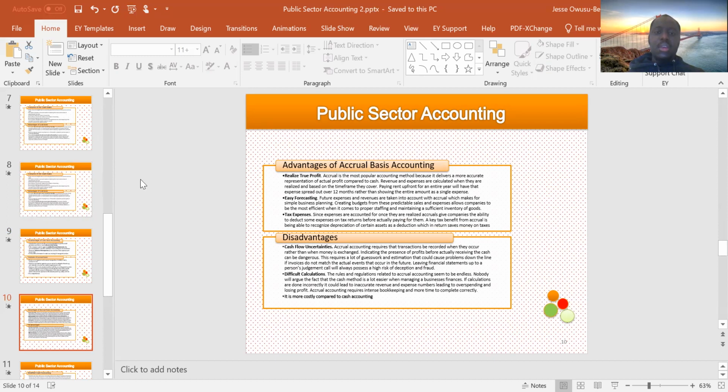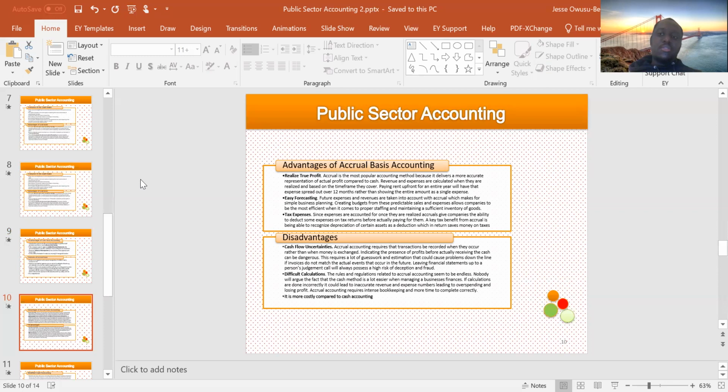Very, very important. Accrual is the most popular accounting method because it delivers a more accurate representation of actual profits compared to cash. So revenue and expenses are calculated when they are realized and based on the time frame they cover. So for example, if an organization pays rent upfront for 12 months, you don't record all the 12-month rent in 1 month.